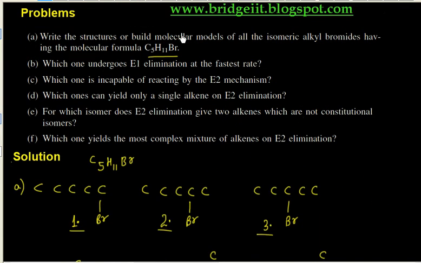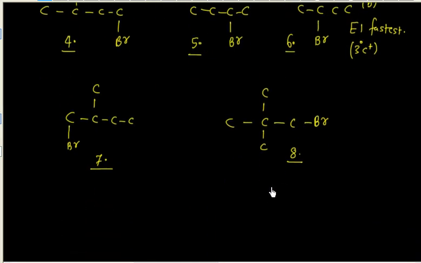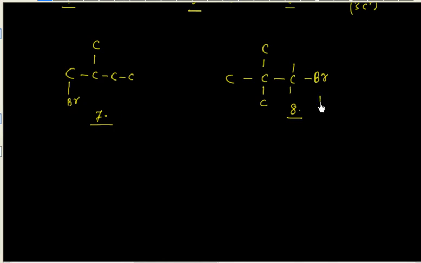Now this says which one is incapable of reacting by E2 mechanism. So incapable means no beta hydrogen. Does anybody have that? No beta hydrogen. So this carbon and this carbon are beta carbons. This one does not have any beta hydrogen, so it is incapable of doing E2 reaction. So in this case E2 is impossible, because it does not have any beta hydrogen. So this is the answer for part C.